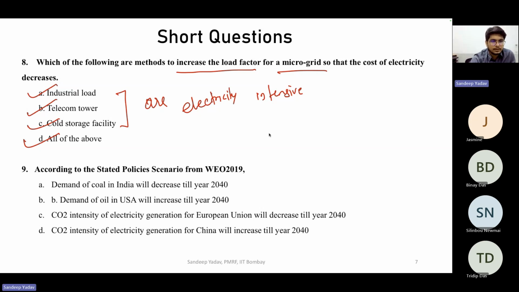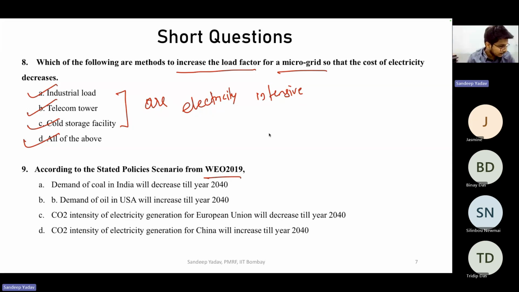Okay. Now moving to question number 9. According to the stated policies scenario from World Economic Outlook 2019: demand of coal in India will decrease till 2040; demand of oil in USA will increase until 2040; CO2 intensity of electricity generation for the European Union will decrease in 2040; CO2 intensity of electricity generation for China will increase in the year 2040.